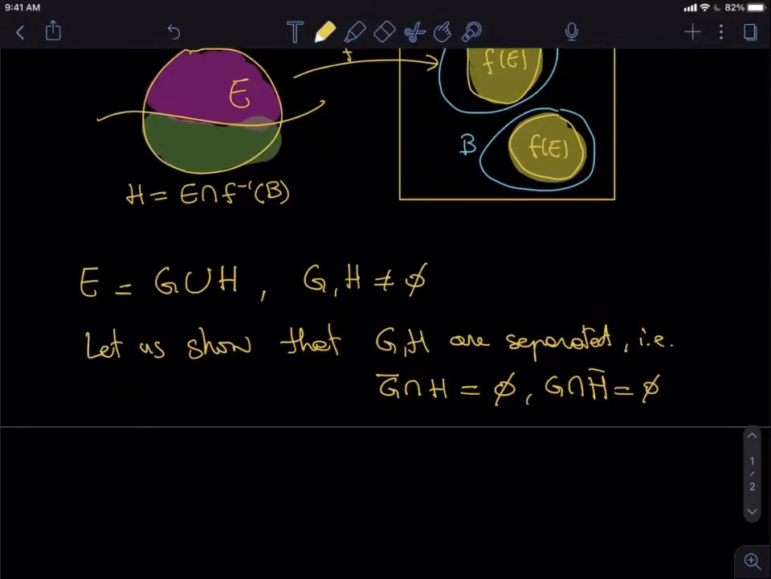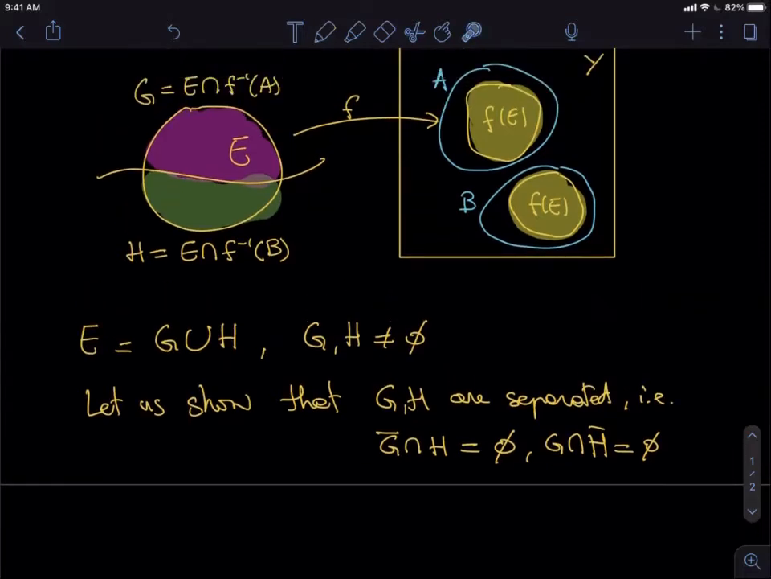So how do we show that G and H are separated? Notice all the information we have is here on the right side. So somehow we need to use the continuity of the function f to transfer information from G and H to A and B. We know lots of things about A and B, but we don't know much about H and G. So we need to use f to transfer that information.